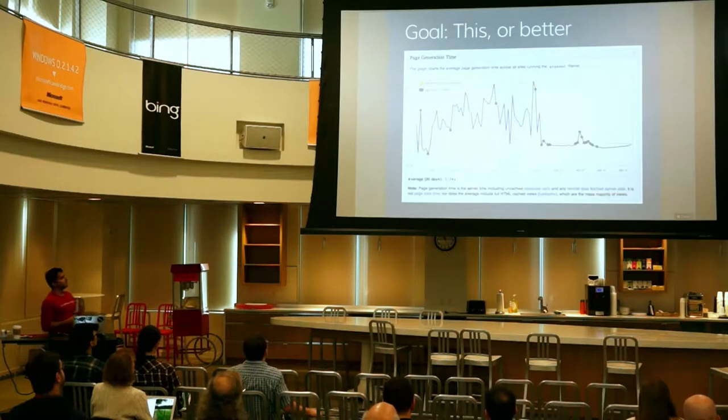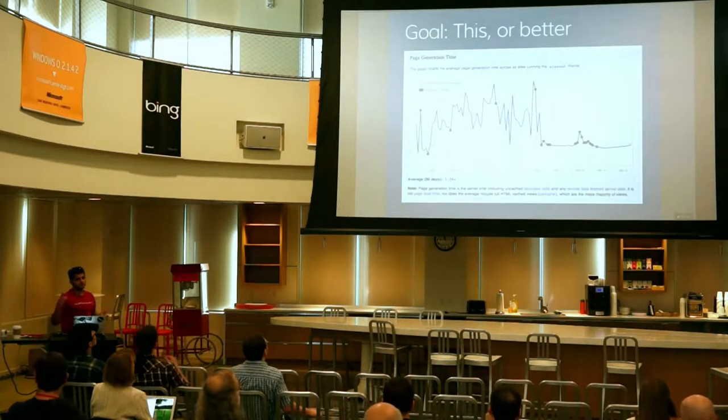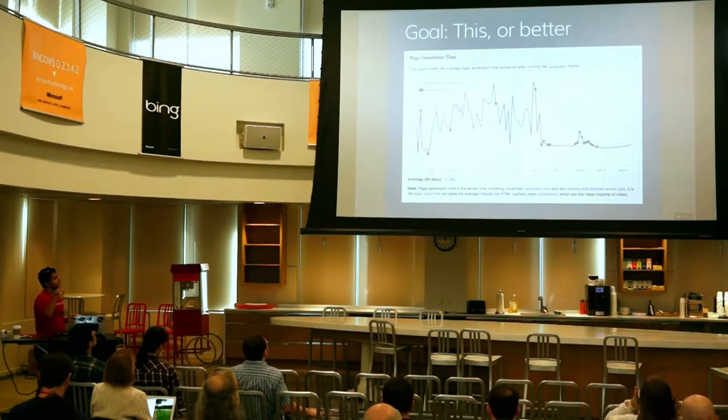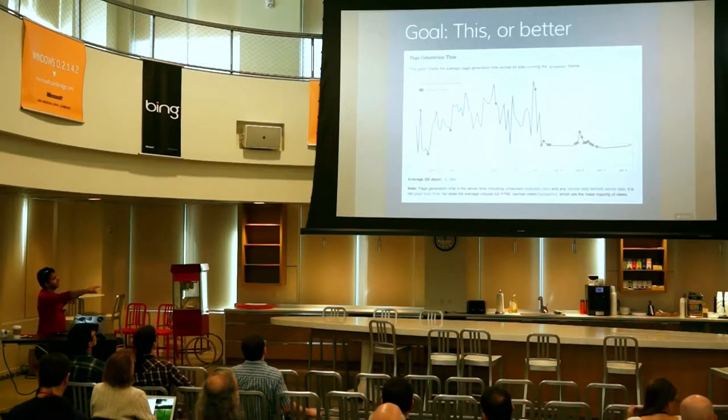This is a graph from a VIP site, gigohm.com. It basically shows you average page load times across their site, how long, on average, it takes to generate a page when you visit gigohm.com. The y-axis is the actual number of seconds, and the x-axis is the time period.